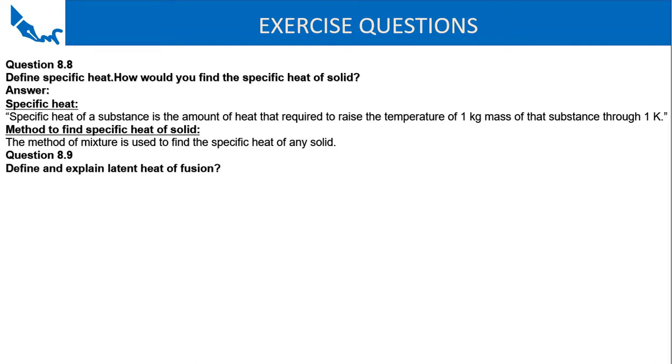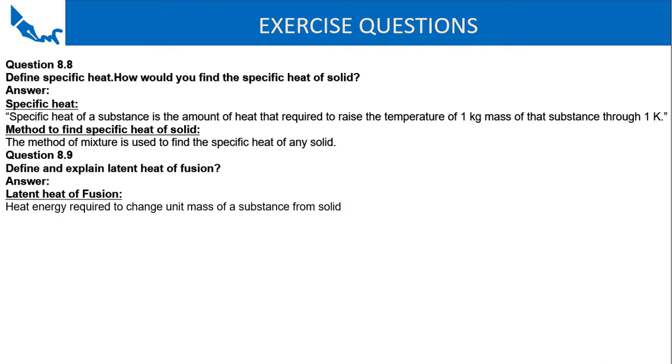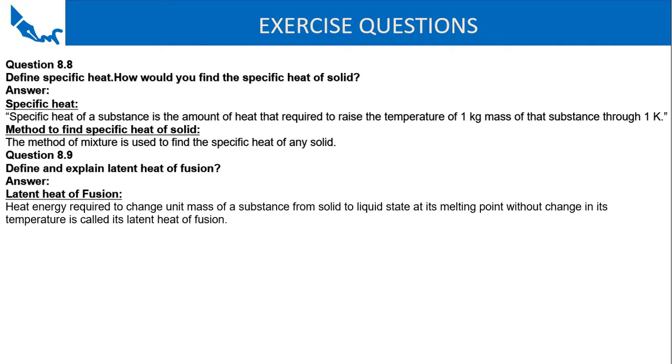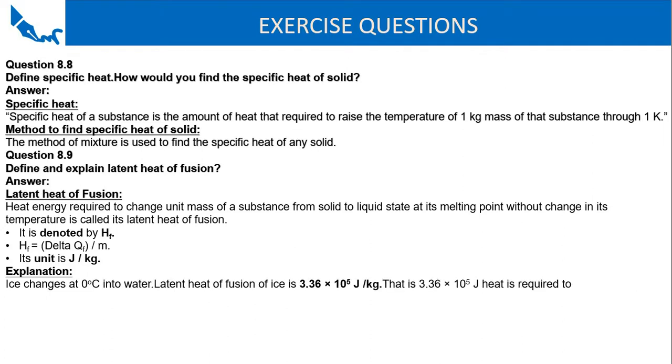Question 8.9, define and explain latent heat of fusion. Heat energy required to change unit mass of a substance from solid to liquid state at its melting point without change in its temperature is called its latent heat of fusion. It is denoted by HF. HF is equal to delta QF divided by M. Its unit is joule per kg. Explanation: ice changes at 0 degrees centigrade into water. Latent heat of fusion of ice is 3.36 into 10 raised to power 5 joule per kg. That is, 3.36 into 10 raised to power 5 joule heat is required to melt 1 kg ice into water at 0 degrees centigrade.